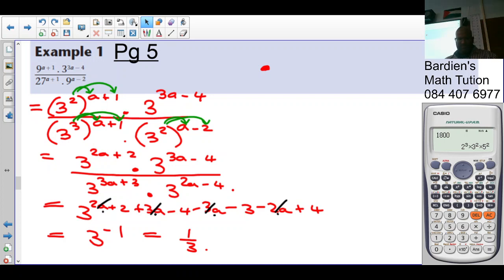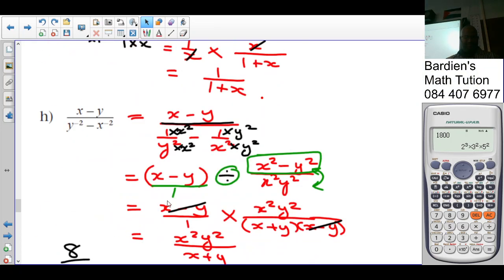Let's go to example 2. Easy, example 2. On page 6 we have an example 2. Remember I told you I'm going to learn Afrikaans? My wife is very good in Afrikaans, better than me. My English is just as bad. But the maths is a different story.